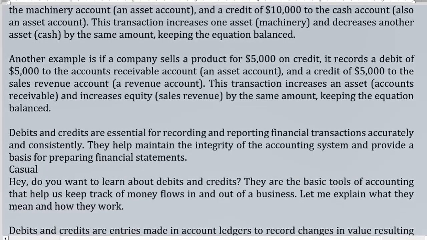Another example is if a company sells a product for $5,000 on credit, it records a debit of $5,000 to the accounts receivable account, an asset account, and a credit of $5,000 to the sales revenue account, a revenue account. This transaction increases an asset, accounts receivable, and increases equity, sales revenue, by the same amount, keeping the equation balanced.